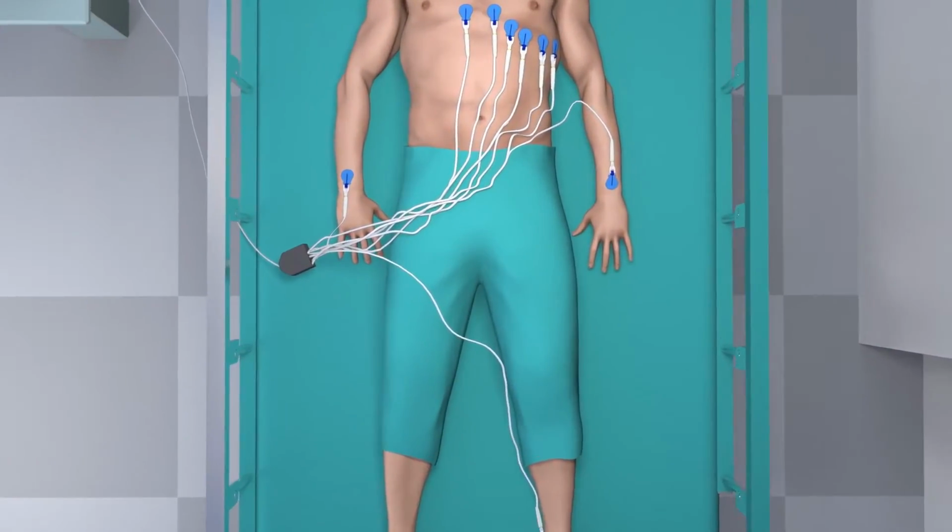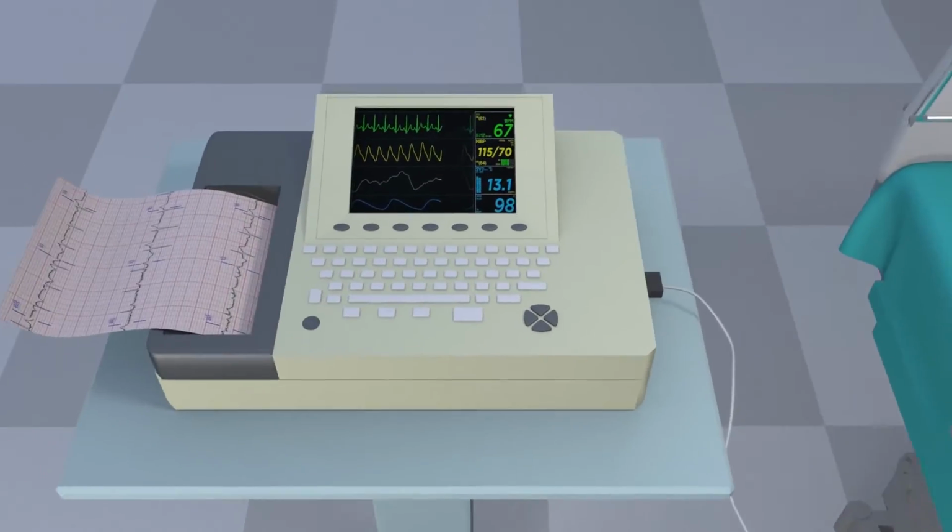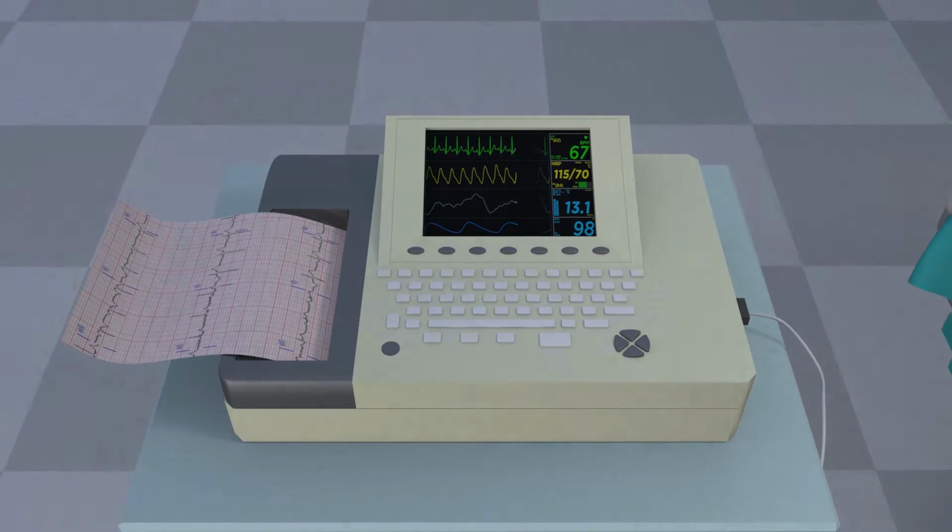Connect the limb leads to your recording device and test that you are receiving the signal.